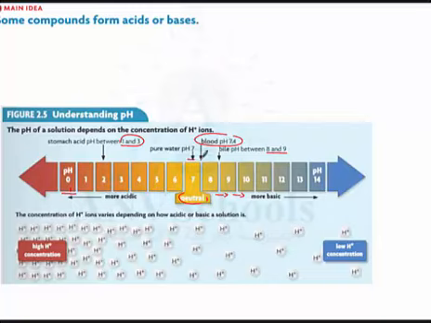So the concentration of ions varies depending on how acidic or basic a solution is. The more concentration of hydrogen ions, the more acidic, and the less concentration of hydrogen ions, the less acidic. So we will stop here for now.